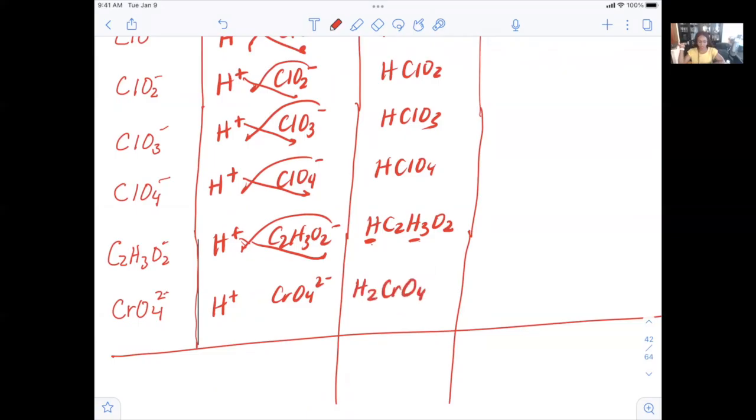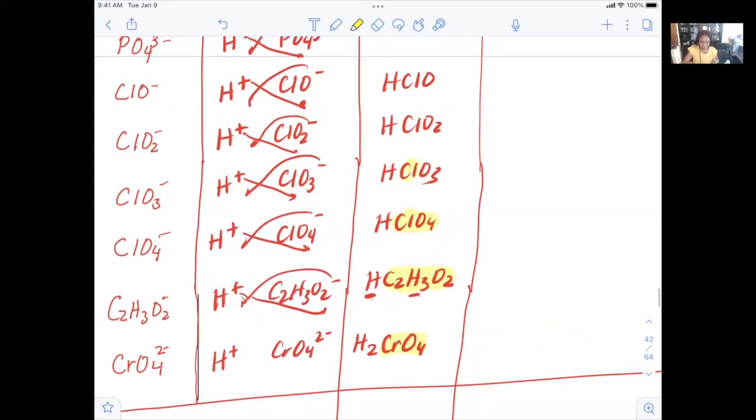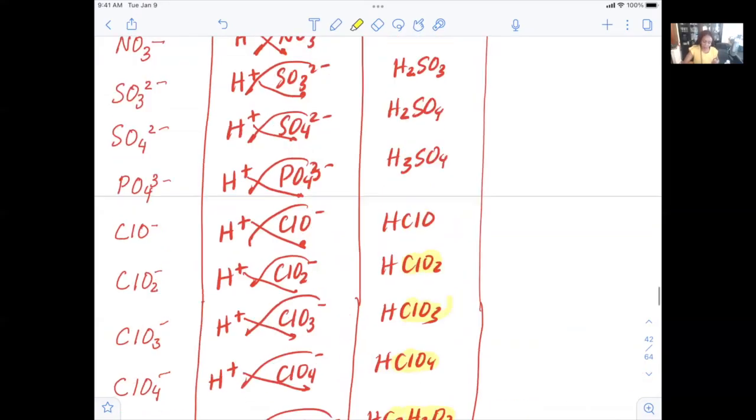H2CrO4. Okay, so now that I have built my acids, I want to go ahead and highlight the anion portion that I'm going to be naming, and that will control the name of my acid. This is the part that I will be using to get my stem part, and not only that, the name of the acid.